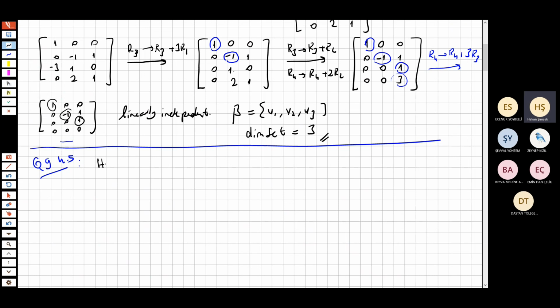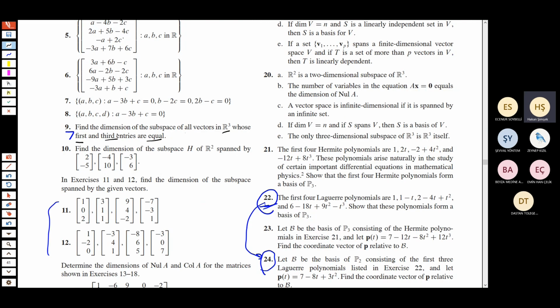We have a subspace H such that the first entry and the third entry are equal to each other. How can we express this situation mathematically? There is a sentence in here. So how can we convert this sentence into a mathematical description? Find the dimension. So first and third entries are equal.